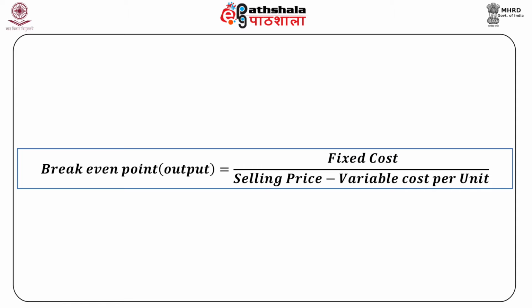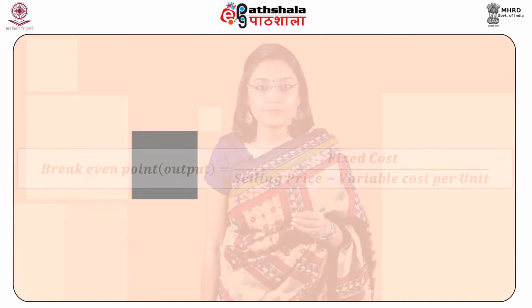Break-even point is equal to fixed cost divided by selling price minus variable cost per unit. In this formula, selling price minus variable cost per unit is known as the average contribution margin because it shows the part of selling price which is used to pay for the fixed cost. The question is, how do we arrive at this formula?